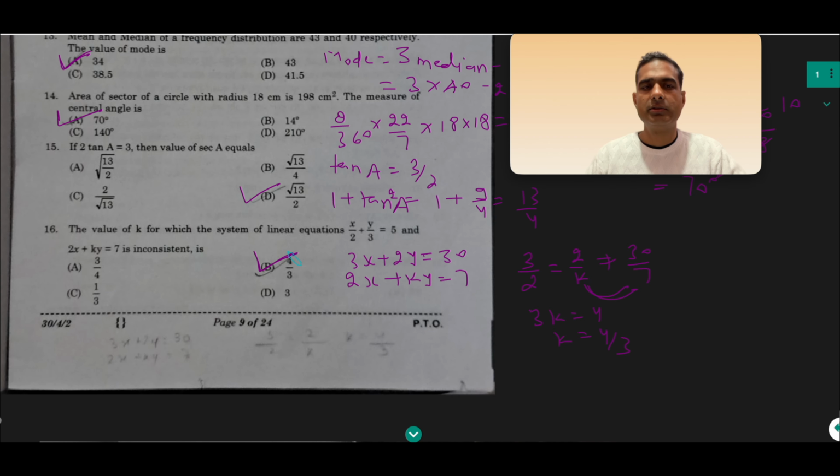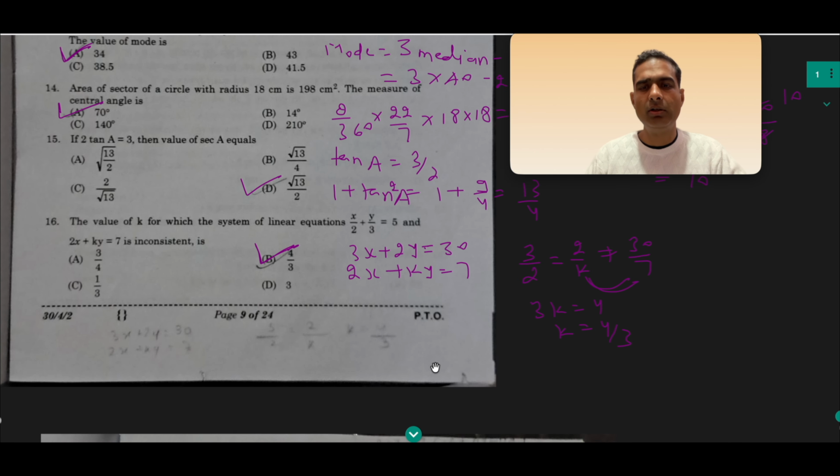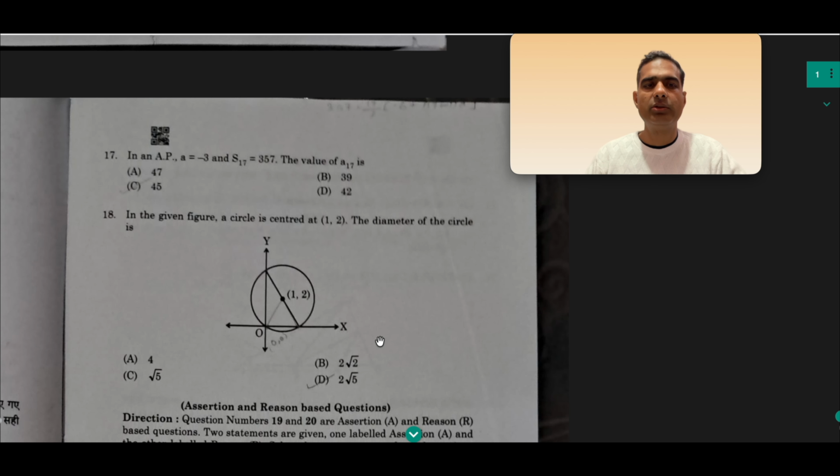So this question was also just checking whether we can apply the concept of inconsistency to two given equations or not. Moving to question number 17.